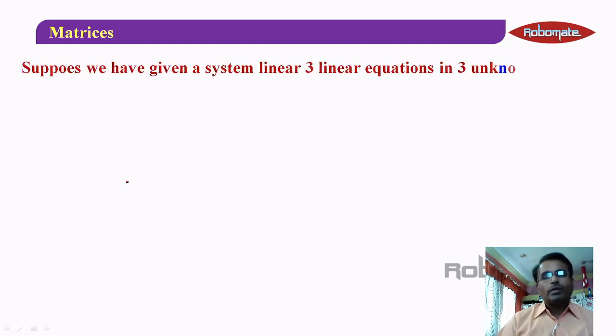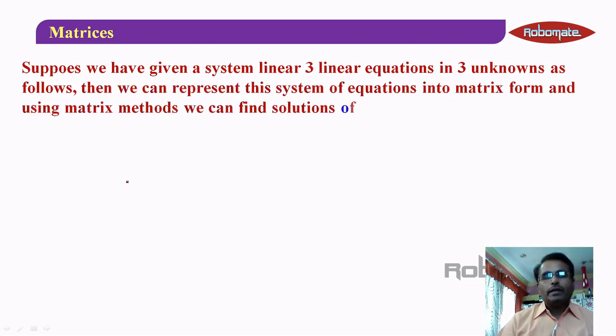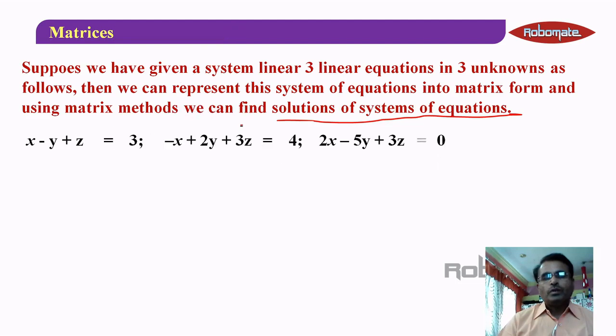So suppose that we are given a system of 3 linear equations in 3 unknowns, then we can represent this system of equations in matrix form. Using the matrix method, we can find the solution of a system of equations. So suppose we have given such a type of system. Now it is clear that this is a system of 3 equations. This is the first equation, this is the second equation, and this is the third equation.